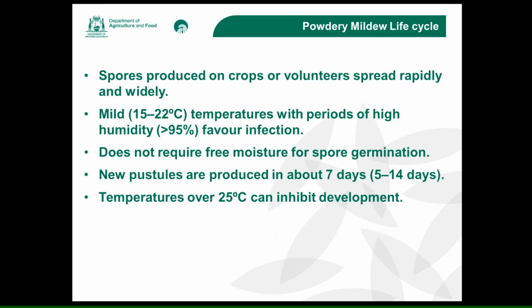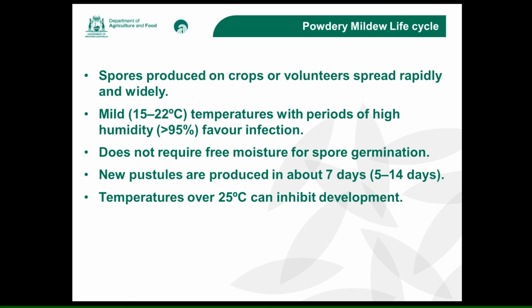A couple of points around that life cycle. As we said, the spores are produced on crops and volunteers, millions of them, and so they are spread rapidly and widely. And interestingly, if we think about some work done by Curtin University on barley powdery mildew with their schools program, where schools are growing pots of susceptible barley across the state, you can pretty much get barley mildew everywhere. So there's certainly a level of spores pretty well distributed across the wheat belt.